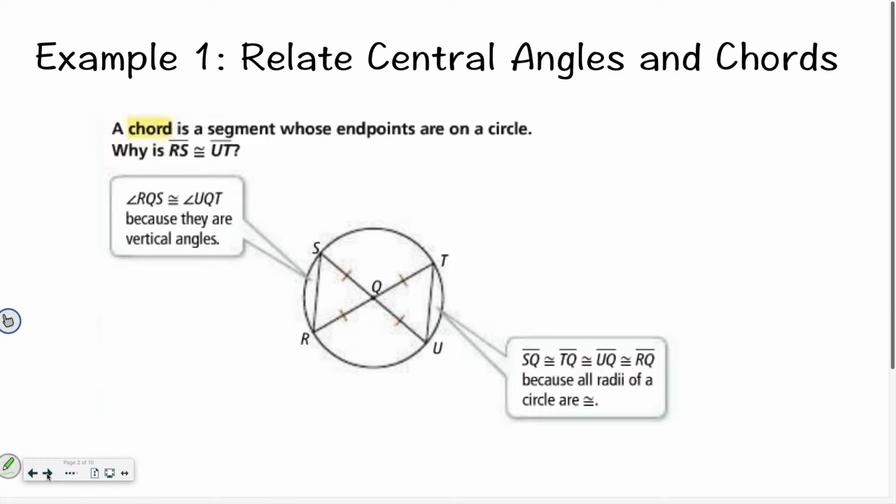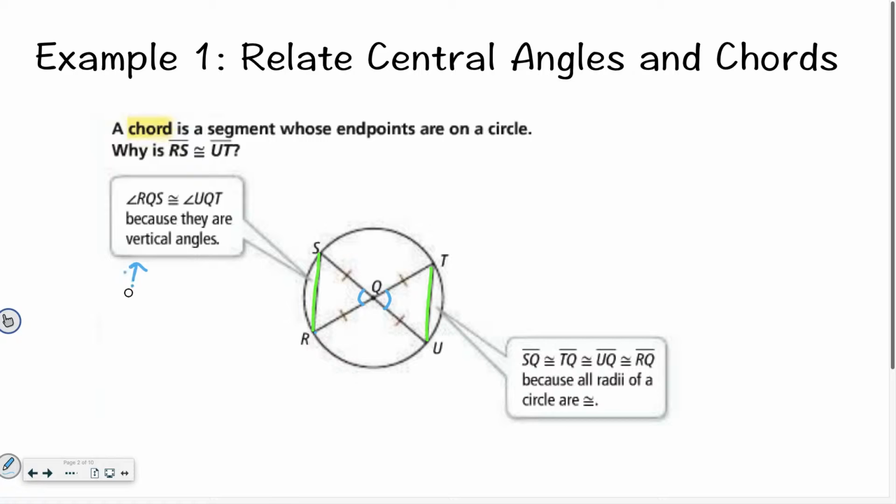But what if I ask you, why can I say that segment RS is congruent to segment UT? So if we look at this picture here, I want to prove that those two segments are congruent. I'm not going to write a formal proof, I'm just going to kind of talk through it. If we start with this bubble right up here, it says angle RQS is congruent to angle UQT. So RQS is congruent to UQT because they are vertical angles.